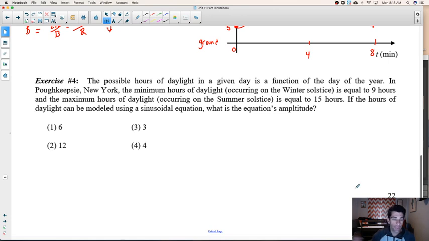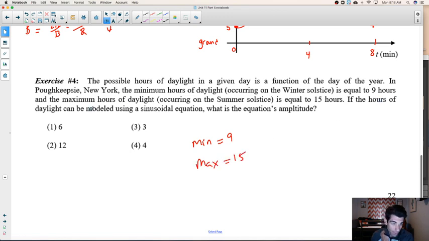And we'll do the last question, the easiest one that we have. Hit pause, try it yourself. The possible hours of daylight in a given day is a function of the day of the year. In Poughkeepsie, New York, the minimum hours of daylight, occurring on the winter solstice, is 9 hours, and the maximum number of daylight hours is equal to 15.